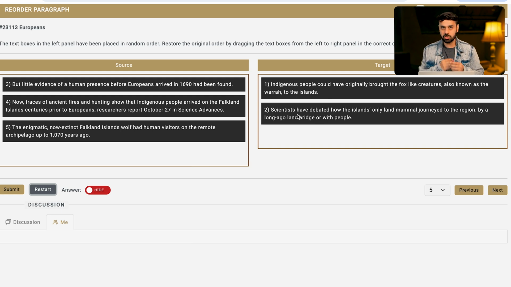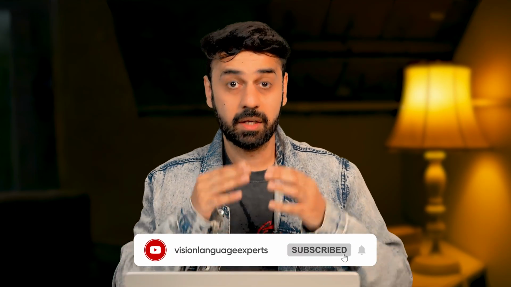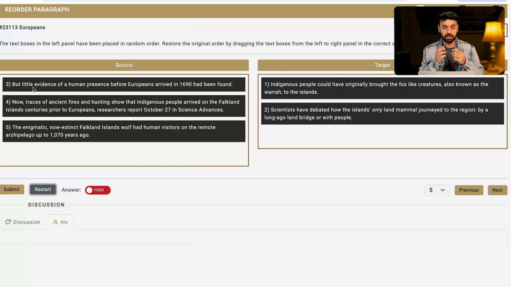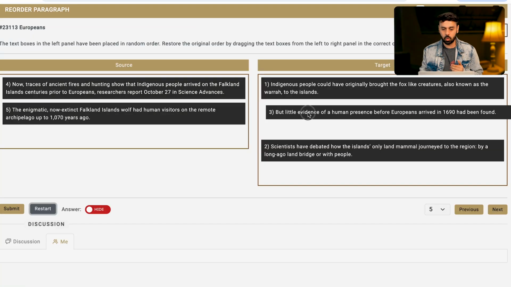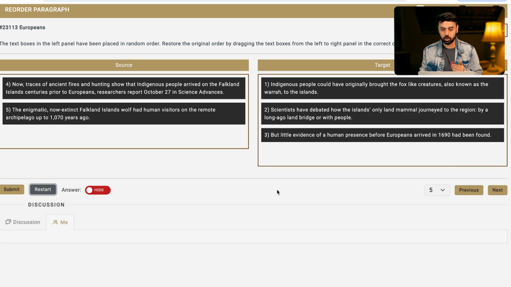That means they've discussed and argued about the same thing, that how the island's only land mammal, that means they only had a fox, and obviously a land mammal, journeyed to that particular region. It could be by a bridge or with people. So they're not sure, they're still debating. But over here, they're saying we got very little evidence of human presence. That means this information will obviously come after a debate. That's why this will not go above 2, but after 2.